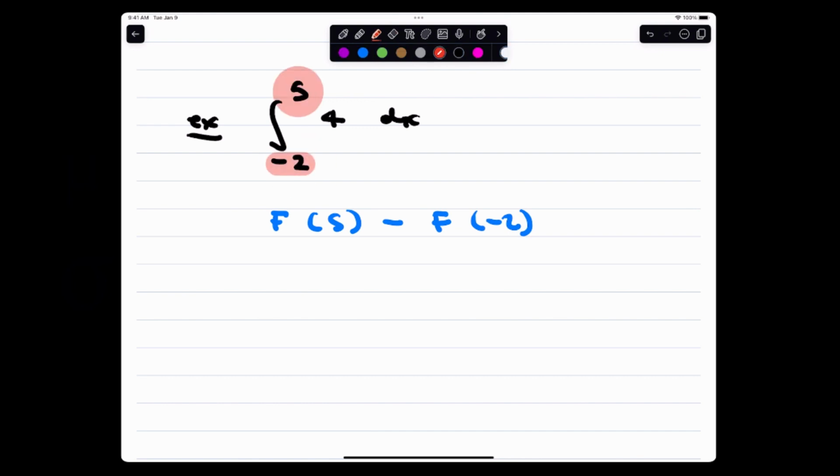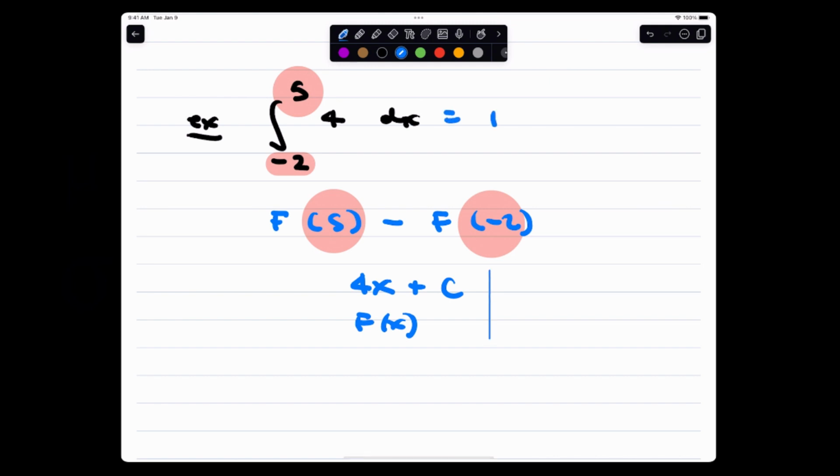Okay, you guys see what I'm saying? What's the antiderivative of 4? It's 4x. So let me show you some other notation that I use. Yes, it's 4x plus c.